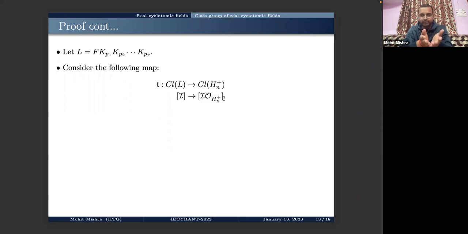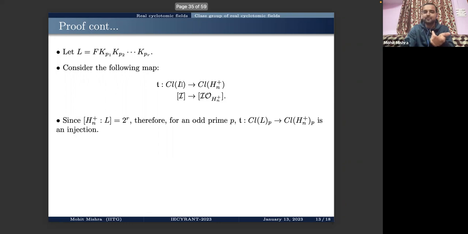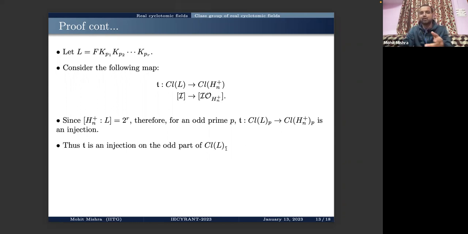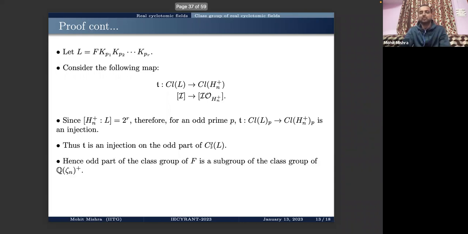Now, we have a theorem for this map which says that if this degree is not divisible by a prime P, then this map is an injection on the P part. Now, as we know that the degree of Hn plus over L is purely even, this T map is an injection on the odd part, meaning for all odd primes P. Now from here it follows that the odd part of the class group of L is a subgroup of the class group of this Hn plus. Now, we know that the class group of L contains the class group of F. Hence, the odd part of the class group of F is a subgroup of the class group of this Q(zeta_n)^+.